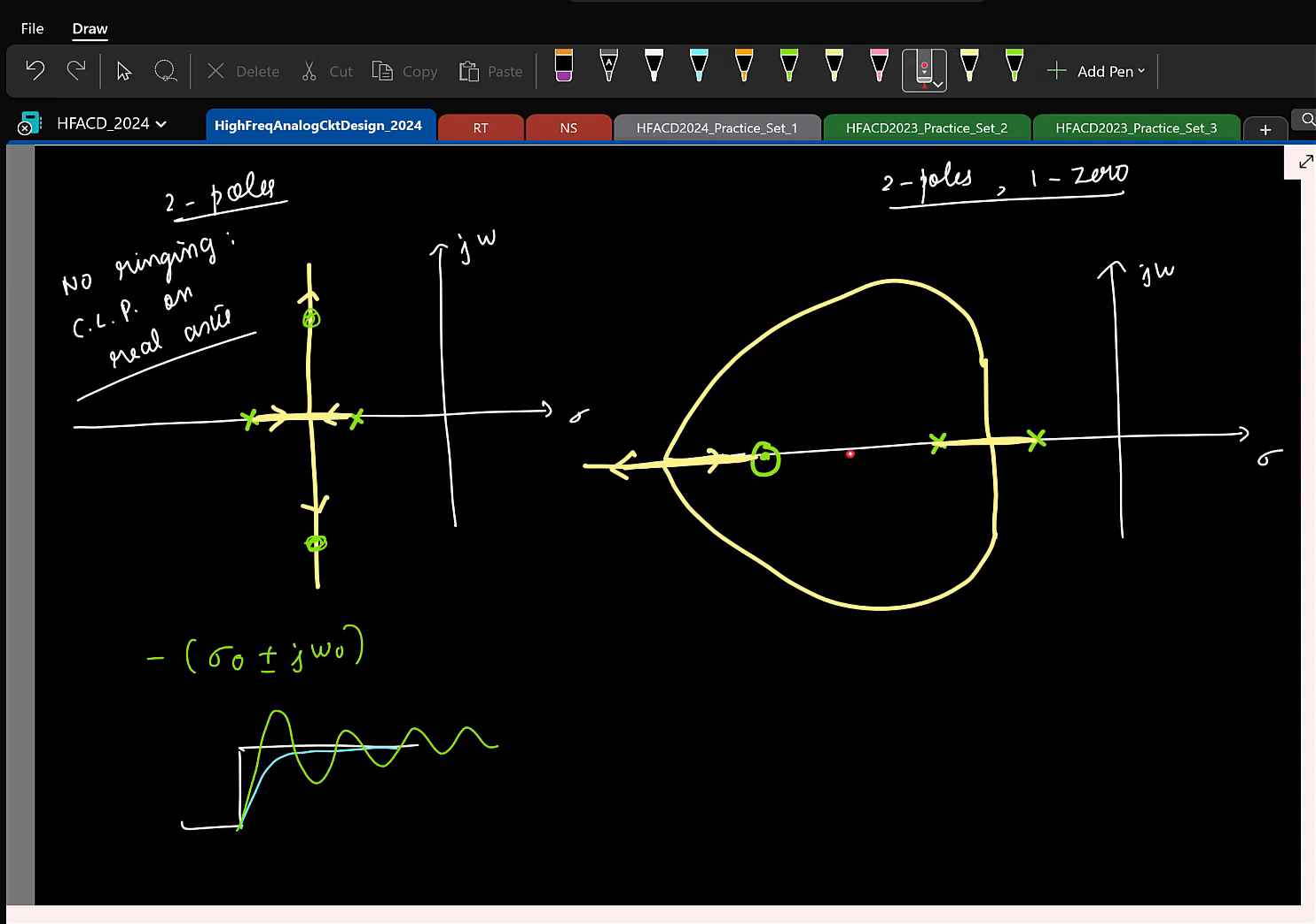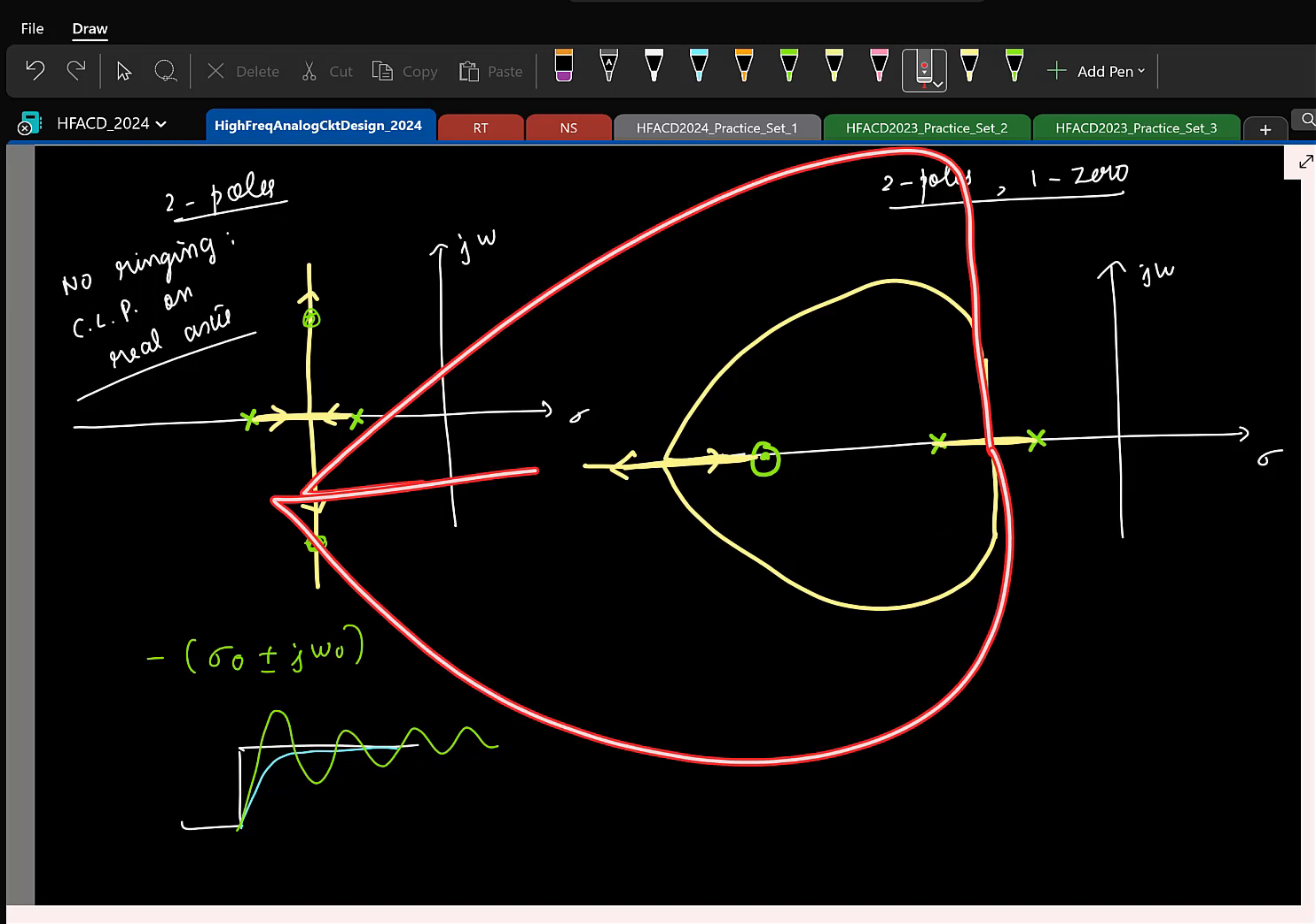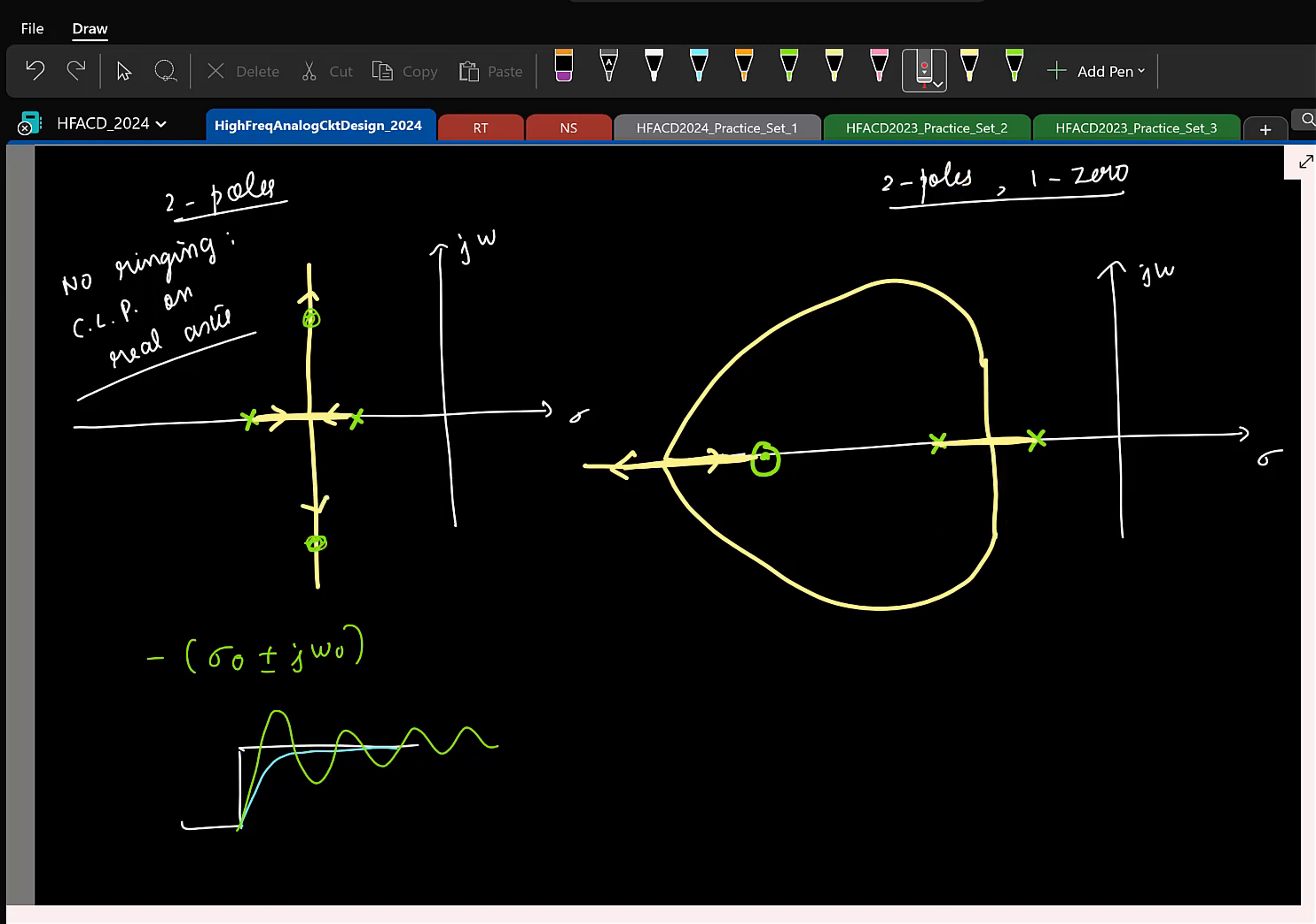So if the zero was very near, it might do it quickly. If the zero is far apart, it might branch out and take a long time.